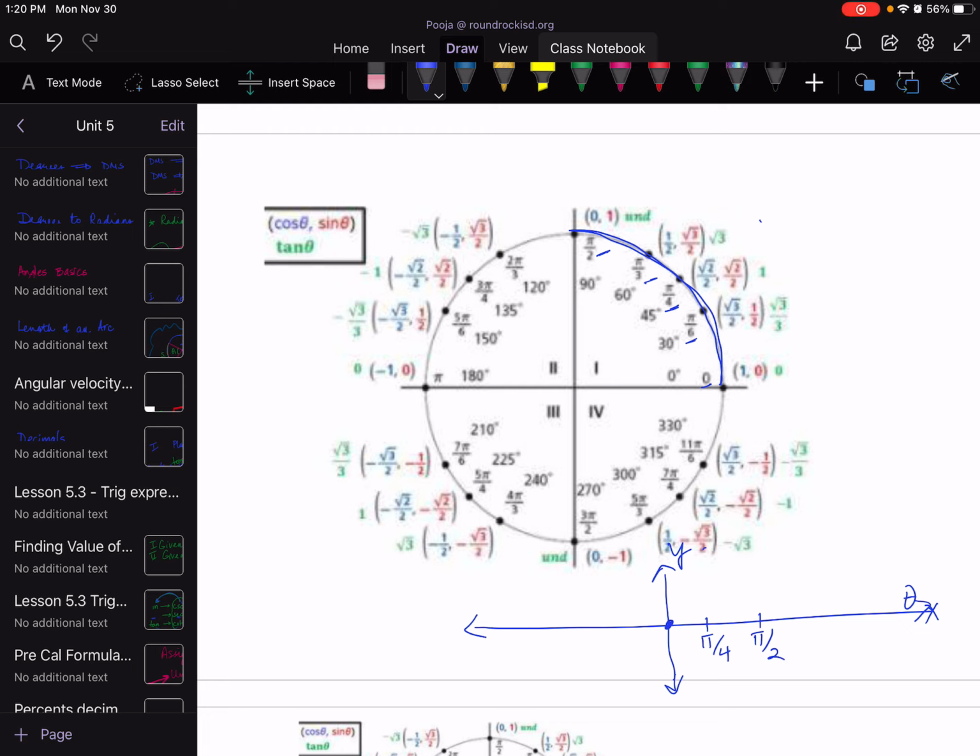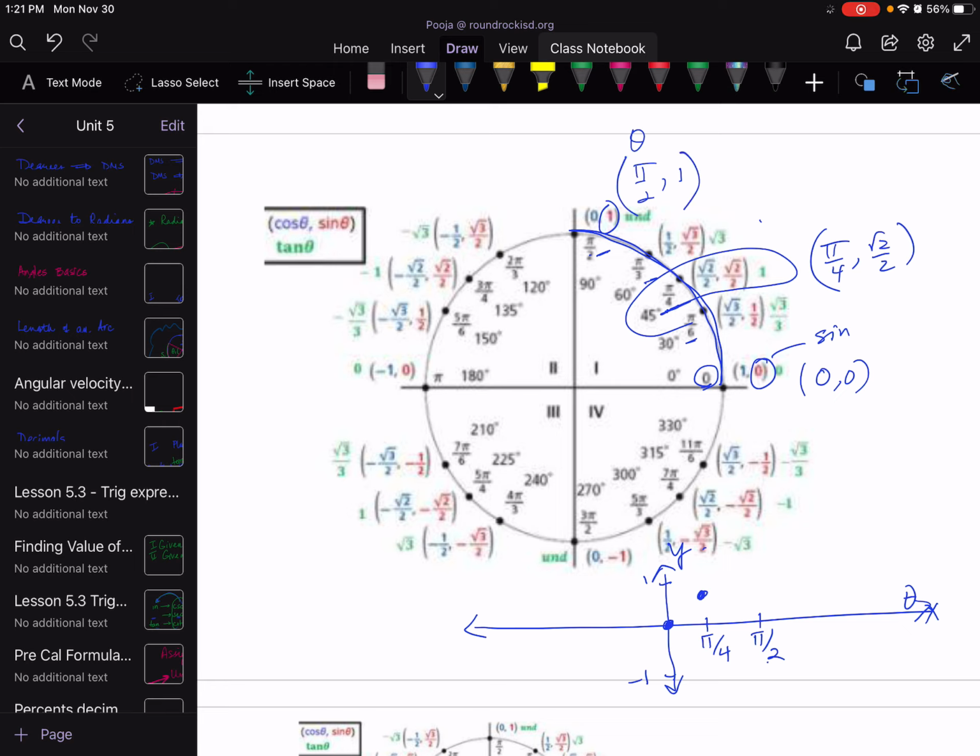At 0, the corresponding y coordinate, or the sine value, is 0. So the point will be (0, 0), and I plot that point. At pi over 4, the corresponding sine value is root 2 over 2. Root 2 is 1.414 divided by 2, so this is definitely less than 1. If this is 1 and this is -1, this value will be somewhere here. Next, at pi over 2, the sine value is 1. So my corresponding point is (pi over 2, 1), right here.